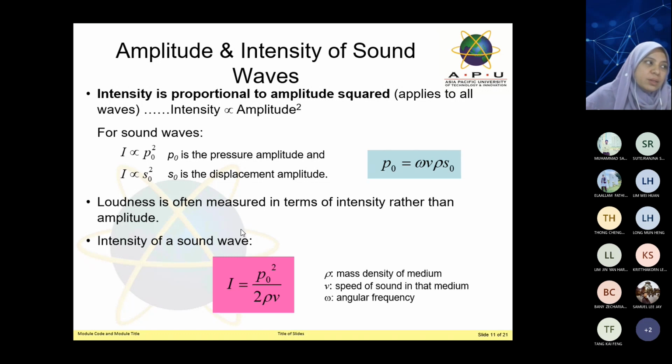So loudness is often measured in terms of intensity rather than amplitude. Intensity of a sound wave: I equals P0 squared over 2 rho V, where rho is the mass density of the medium, V is the speed of sound in that medium, and omega is the angular frequency.